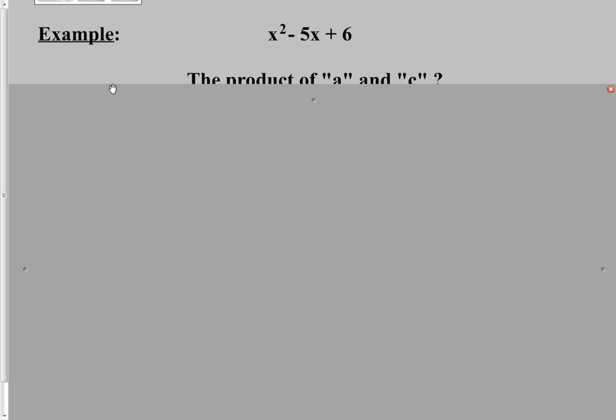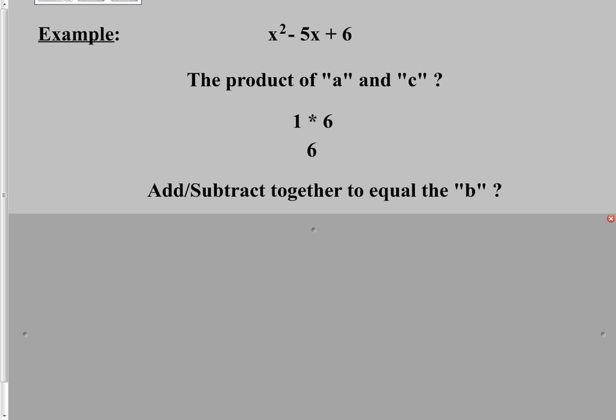The first thing we are looking for is the product of the a and the c terms. So what are your a terms and your c terms this time? Remember, a is the coefficient in front of x squared. That's a 1. And c is the x to the 0 term, the constant. That is 6. Okay, so we've got a 1 times a 6. Obviously, that is 6. Now we're also going to want whichever values we pick to represent this 6 to be able to add or subtract to equal the b term. The b term this time is a negative 5.